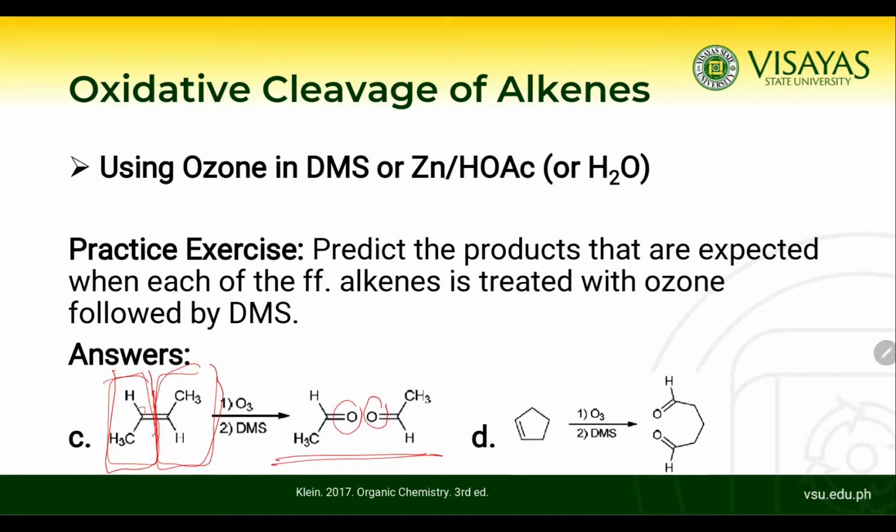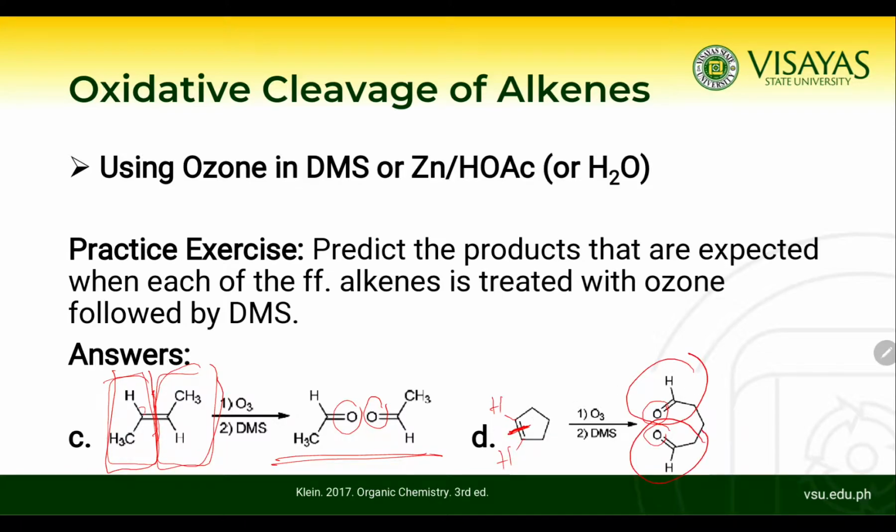For letter D, this is the alkene. So, after oxidative cleavage, mag-open ang cyclic structure. Then, we add 1 oxygen atom each. No? So, this is what? Diba hydrogen man na siya, no? And also hydrogen. So, we expect nga, natay og duha ka aldehyde nga form, no?